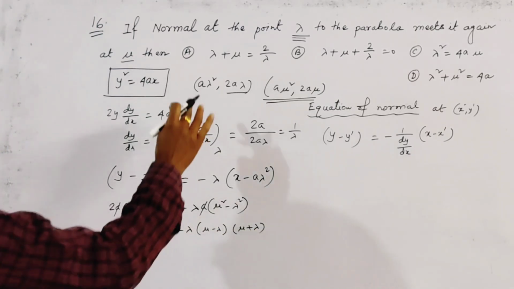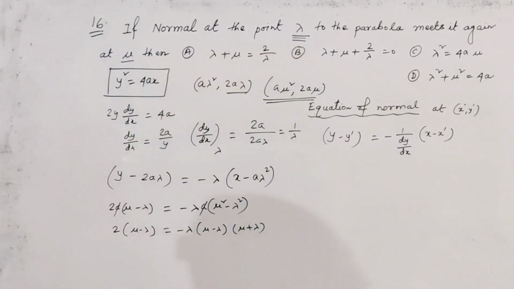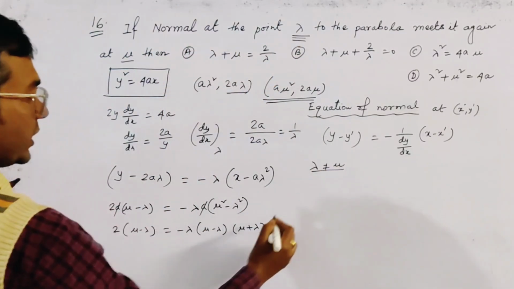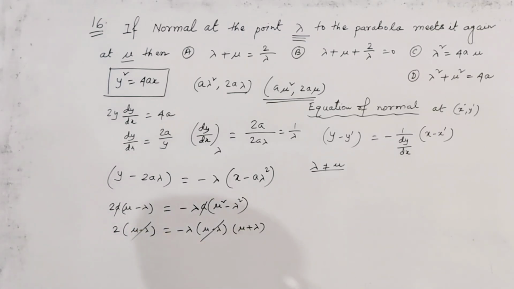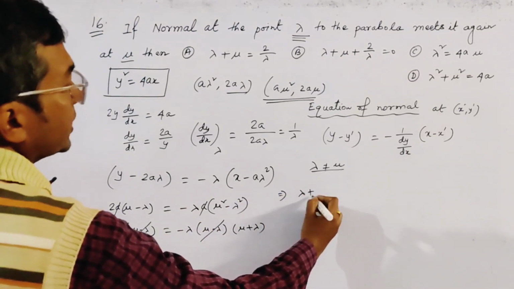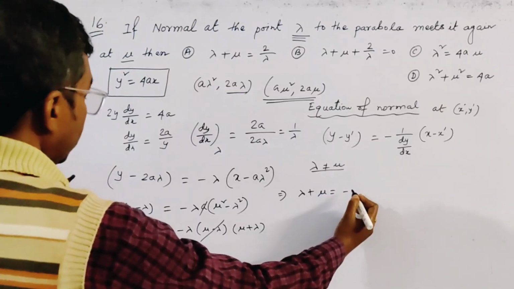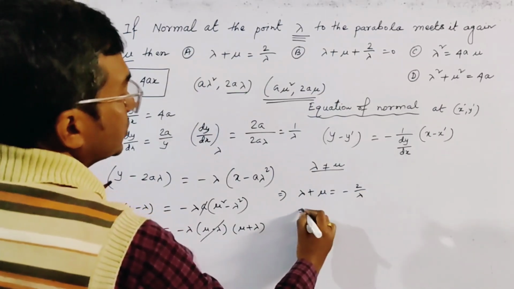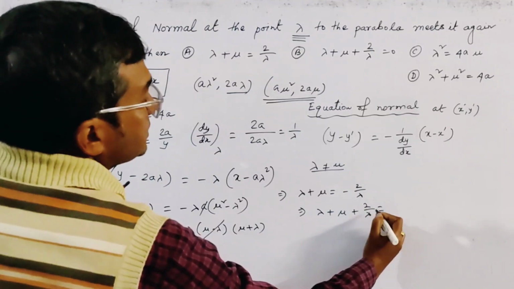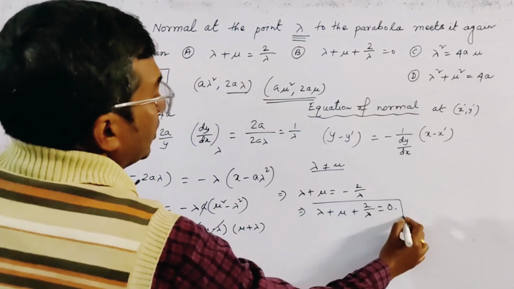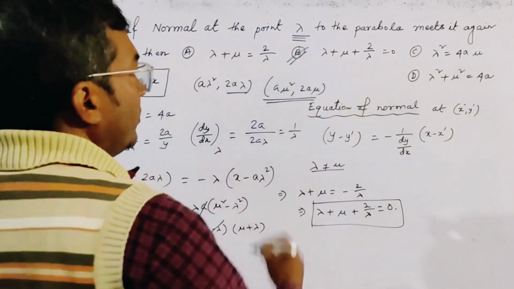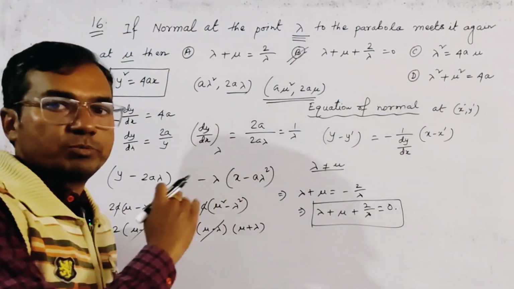And since lambda and mu are two different points, lambda is not equal to mu, so we cancel out mu minus lambda from both sides, and get the result as lambda plus mu equal to minus 2 by lambda. So lambda plus mu plus 2 by lambda is equal to 0. So our correct option is clearly option number B. This is our correct answer for this problem.